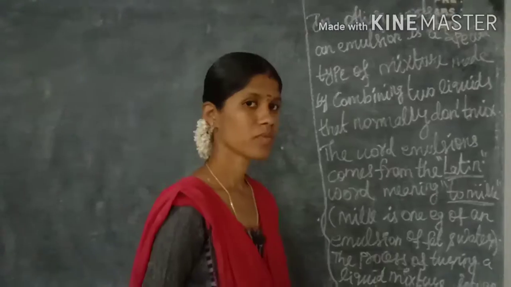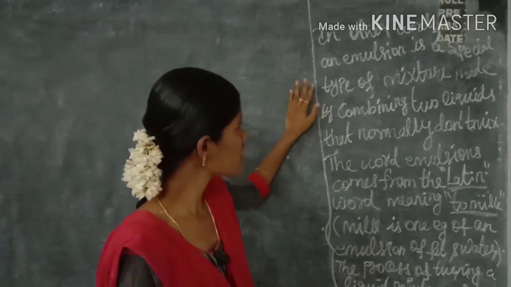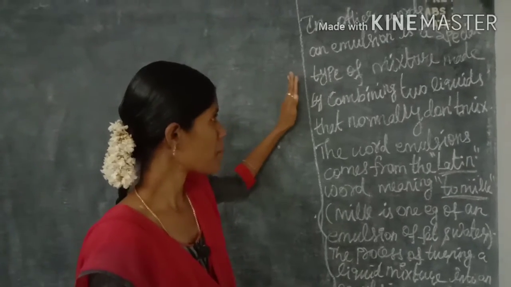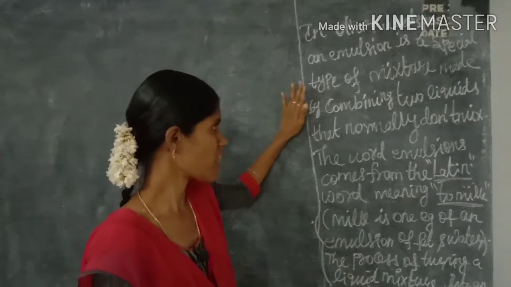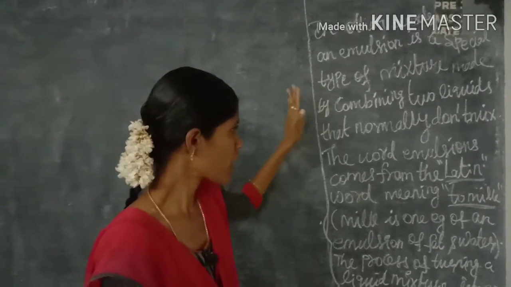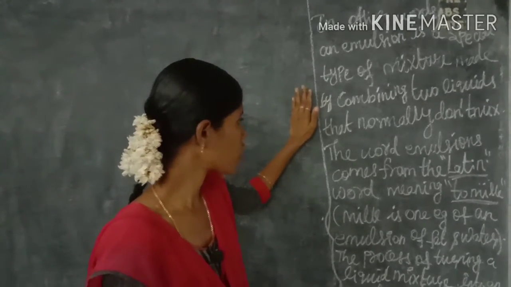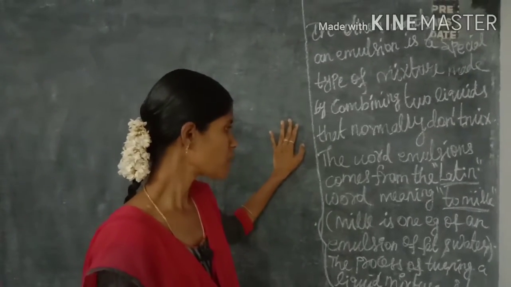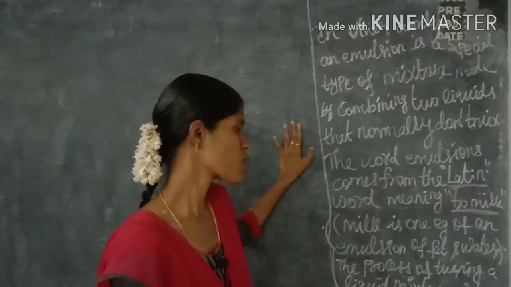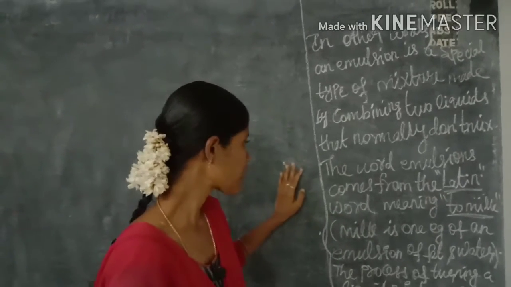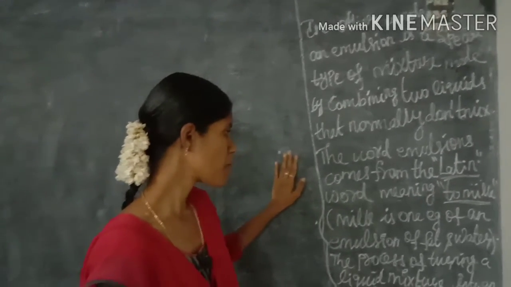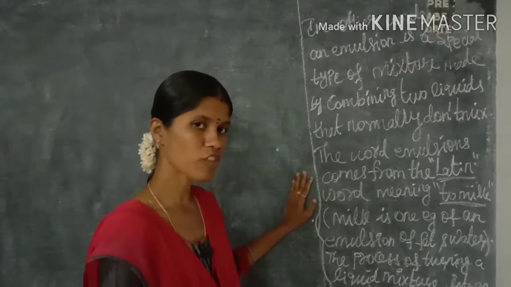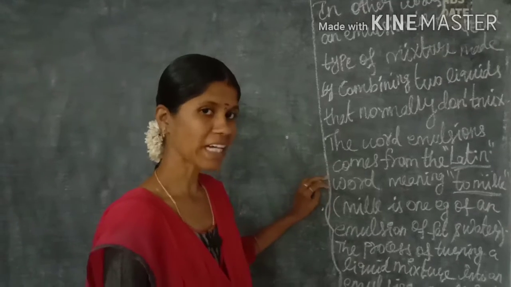In other words, an emulsion is a special type of mixture made by combining two liquids that normally don't mix. For that we can take the example of oil and water. The word emulsion is derived from a Latin word meaning to milk. So milk is one example of an emulsion, which contains fat and water.